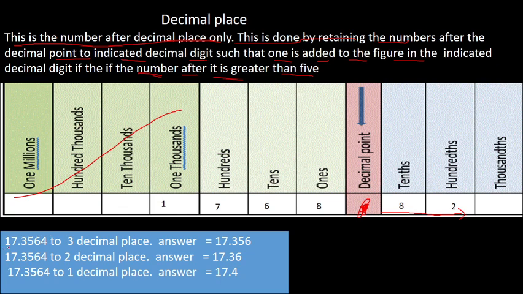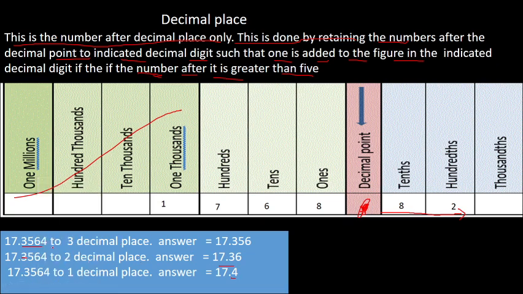So look at this. 17.3564 to 3 decimal places. That is 3 numbers after the decimal point. So it will be equal to 17.356. To 2 decimal places, that is 2 numbers after the decimal point, is going to be 17.36. To 1 decimal place is going to be 17.4. Are you getting me now? Just look at how many numbers they want you to retain after the decimal point, and they will state it.